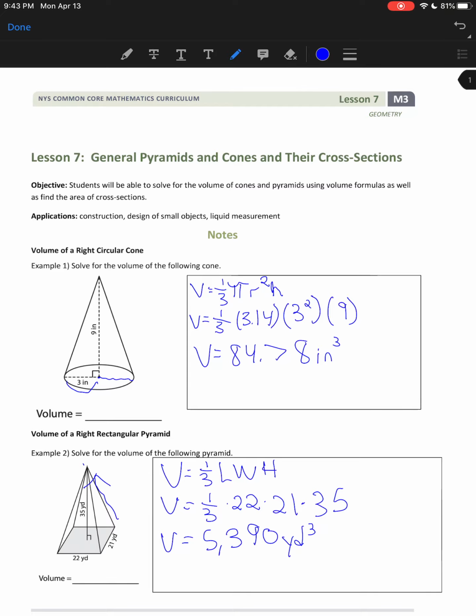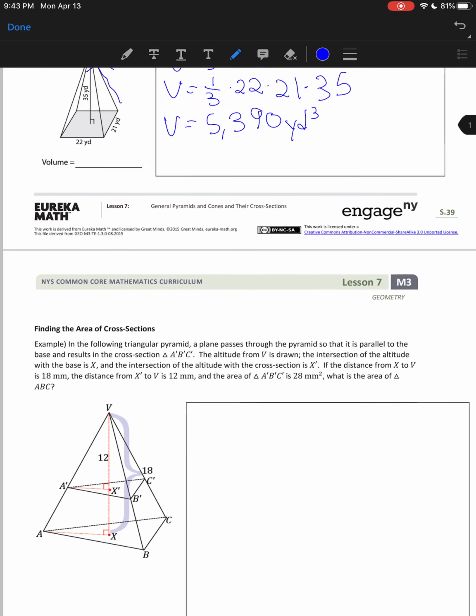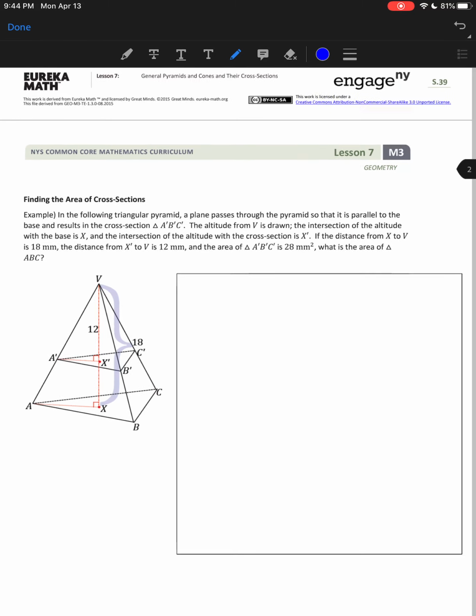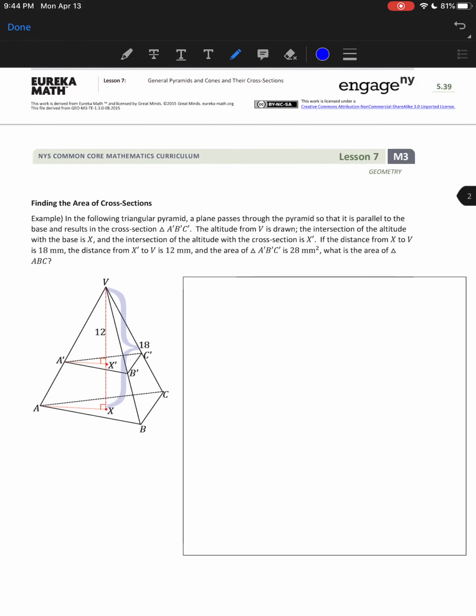All right, so let's look at one more example. So you'll notice here, let's first look at this figure before I get into the problem. Do you see how the base is like a large triangle? And then, do you see this little triangle in the middle there? It's almost like a base in the middle of the pyramid. That's called a cross section.